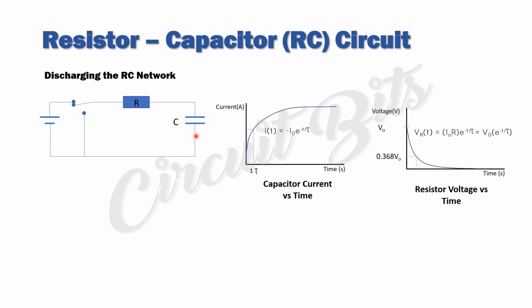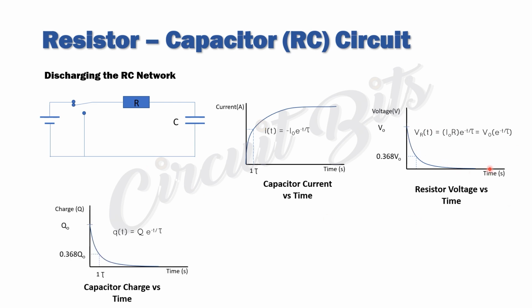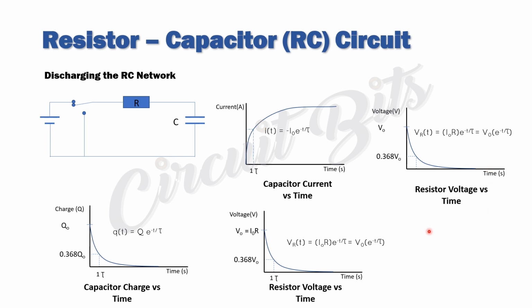Then we have the resistor voltage versus time as this graph, and we have capacitor charge versus time, and resistor voltage versus time, with their different formulas.